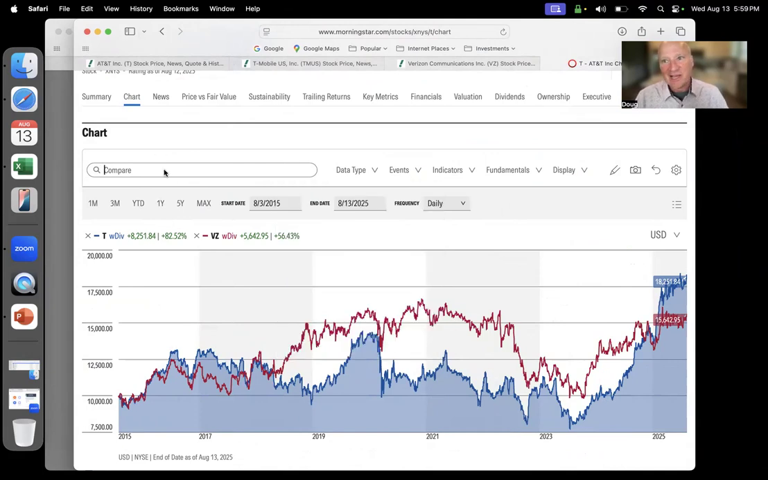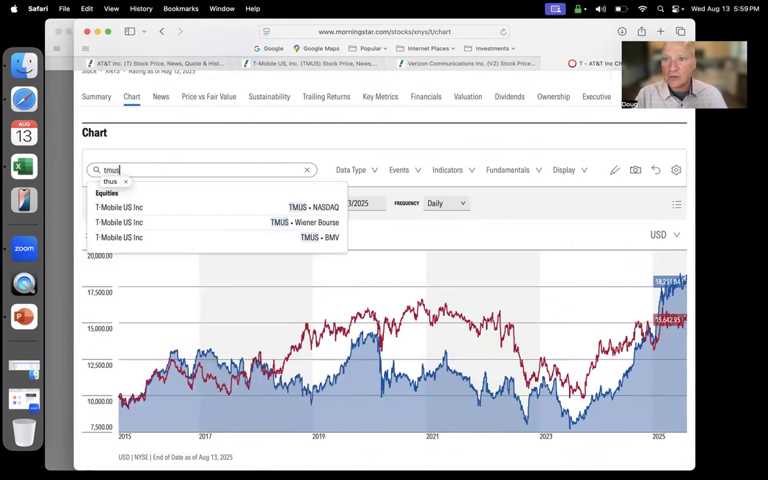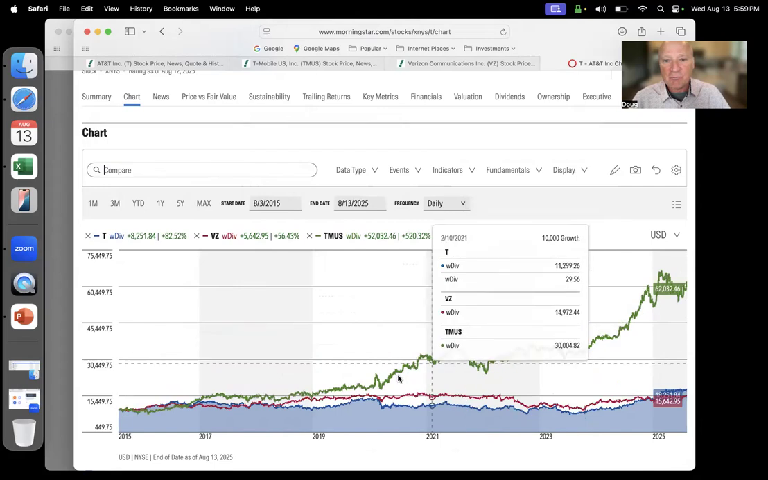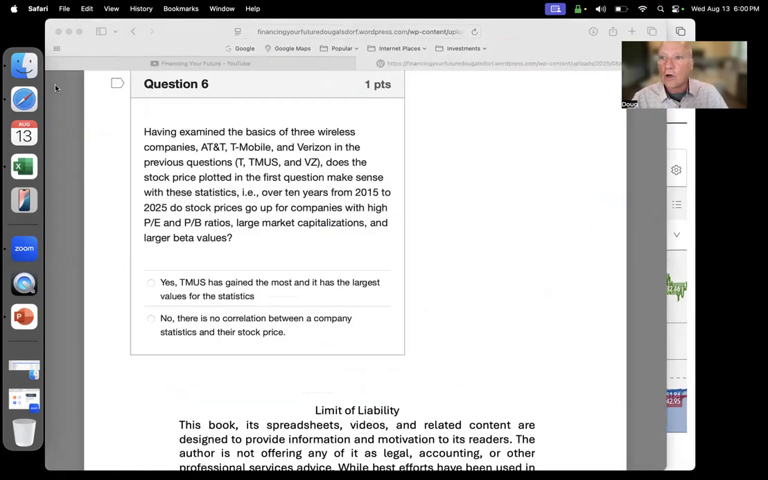Now let's show you what happens when we add in T-Mobile. Remember, it was the one with the higher price to earnings ratio, and it would have higher ratios in the other questions that I'm asking. So there's T-Mobile. Now watch what happens to the chart. Sure enough, T-Mobile is the one that is generating a lot of growth in its stock price, and that agrees with the overall statistics that are available. So yes, T-Mobile has gained the most and it has the largest values for those statistics.